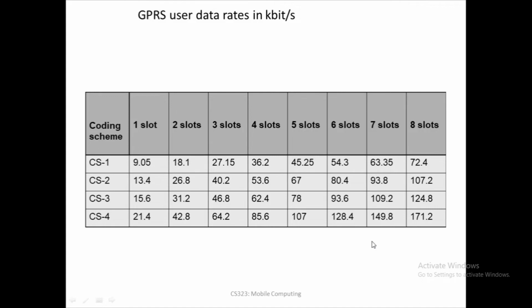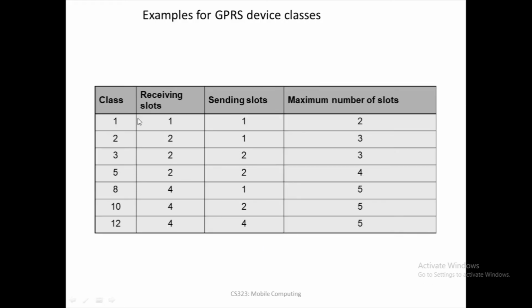Right? The transfer rate depends on the capability of the mobile station. Not all devices are able to send and receive at the same time. So here, the other table shows the classes, right? The device classes define the ability to use time slots for sending and receiving data, and the maximum possible number of slots limits the transfer rate even more, right?